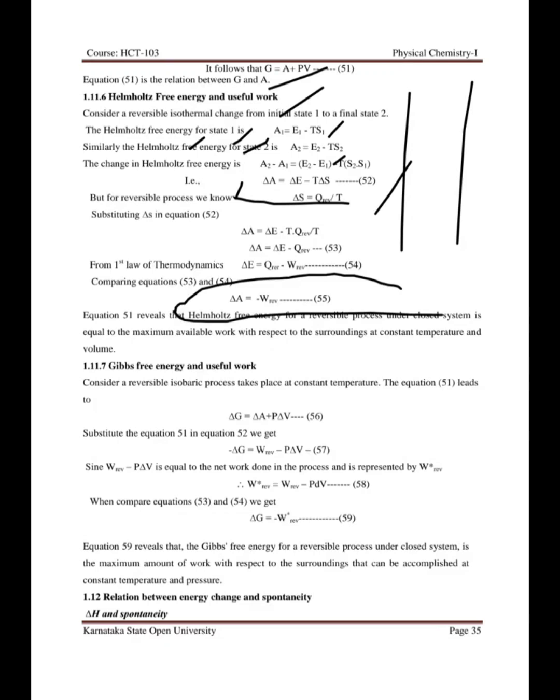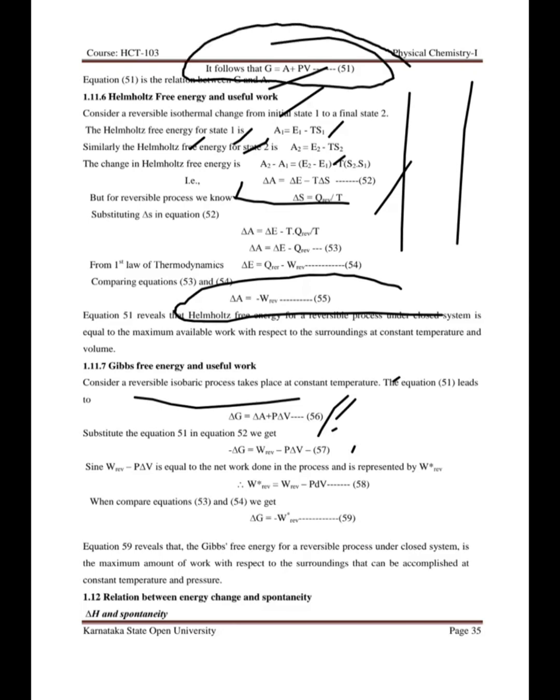So next, for the Gibbs free energy, with the useful work Gibbs free energy equation, we are going to take delta G, the work done, and insert delta G is equal to delta A plus P delta V, that is equation 56. And further, we are going to substitute equation 51 in 52.